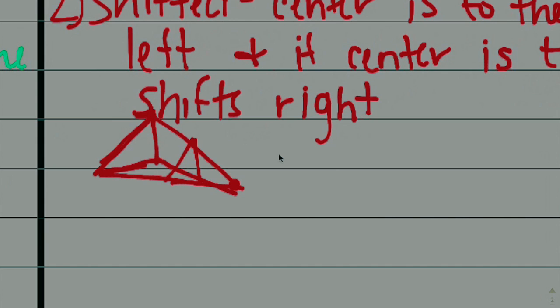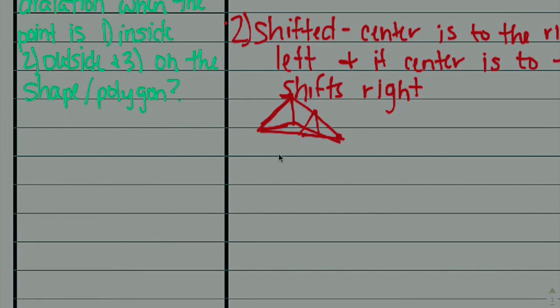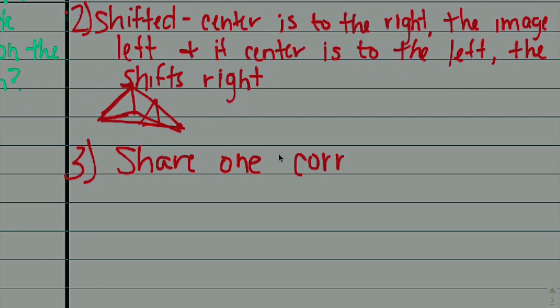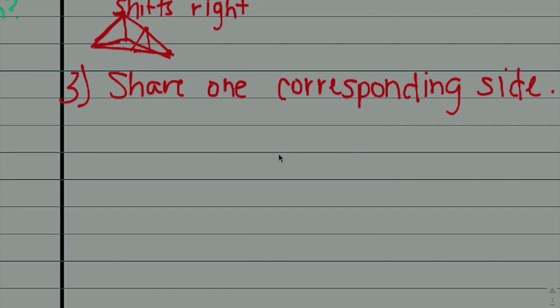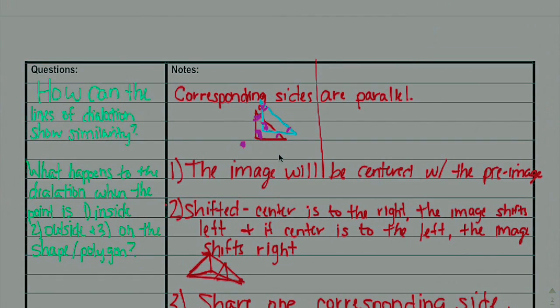And then the next thing that we kind of need to know is the third one, which is if it's on this shape, then it's going to share one corresponding side. Or not length, just side. And then the last thing that you guys kind of need to consider is your summary.